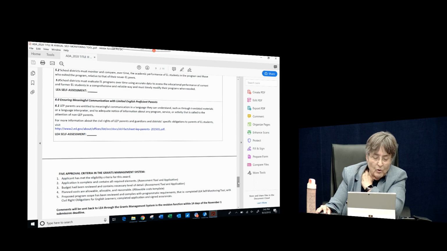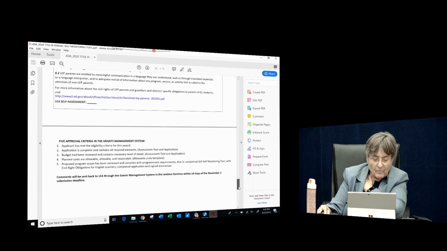So, 5 approval criteria in the grants management system. The applicant has to meet the eligibility criteria for the award, which is always the number of ELs in relationship to the minimum, which is 10,000. That's why smaller districts have the opportunity to be in a consortium. The application is complete and contains all the required elements. That means the assessment tool and the application. The budget has been reviewed and contains the necessary level of detail. Planned costs are allowable, allocable, and reasonable.